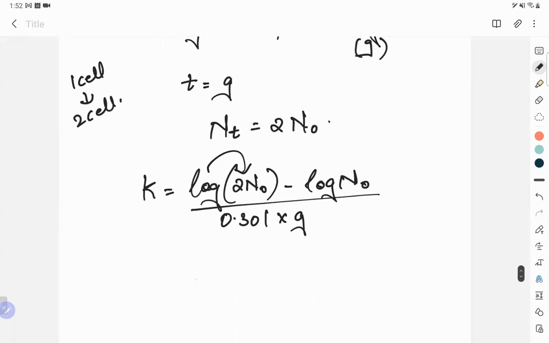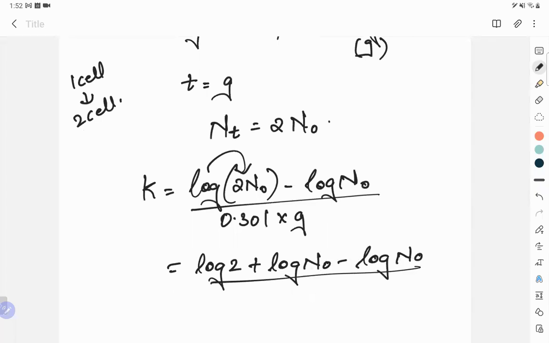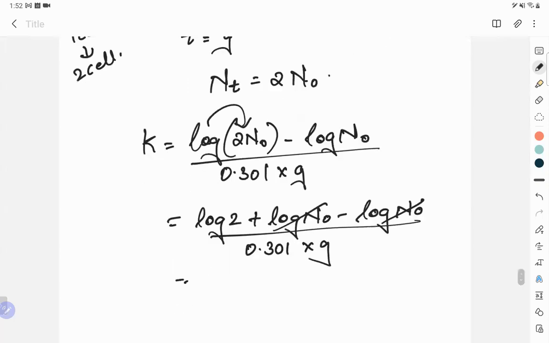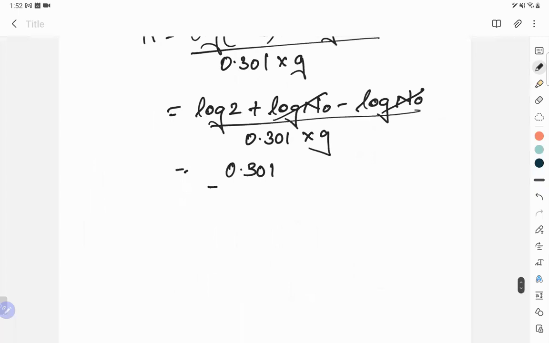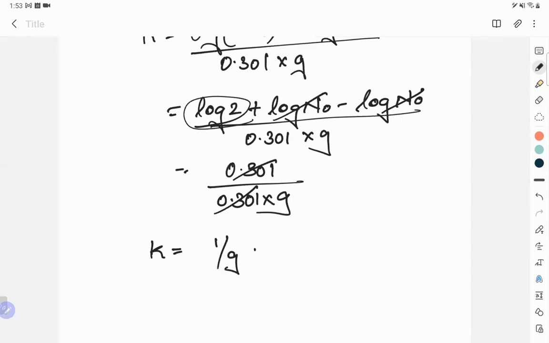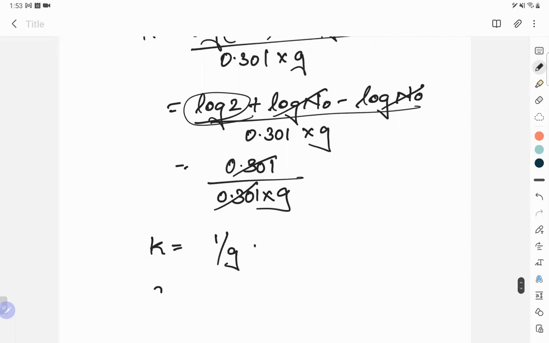If I extend log to this, it becomes log of 2 plus log of N0 minus log of N0 upon 0.301 into G. So this gets cancelled out. So this is going to be 0.301 because log 2 is 0.301 upon 0.301 into G. So you cancel this out. So this becomes mean growth rate constant is 1 by G. Which can also be rearranged as G is equal to 1 by k, which means that my mean doubling time is nothing but the inverse of my mean growth rate constant.